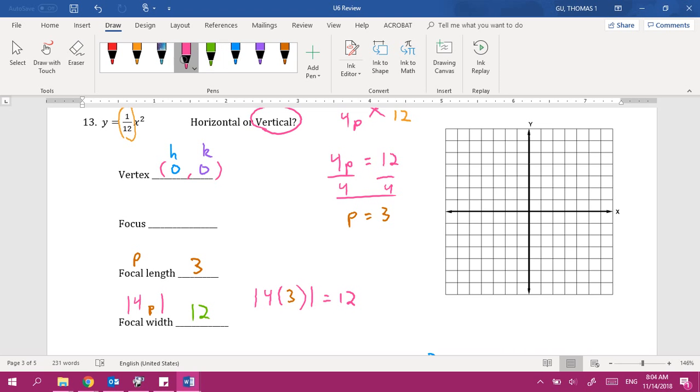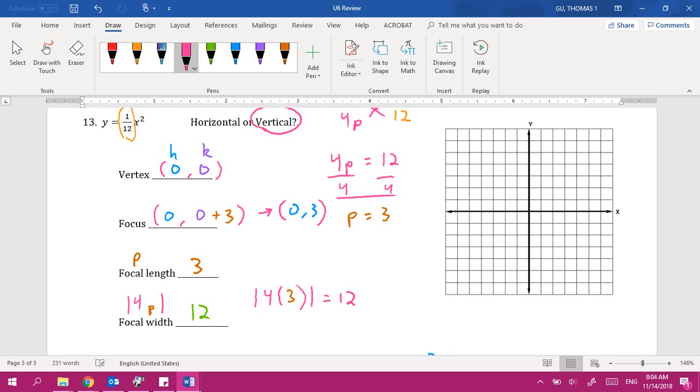Now, what about the focus? H, and then? K plus p, that's right. So h is what? 0, and then comma, k plus p, what's k? 0 plus p, what's p? So 0 plus 3, so that means your focus ends up being where? 0, 3, that's right.